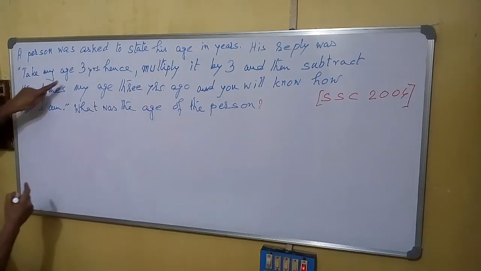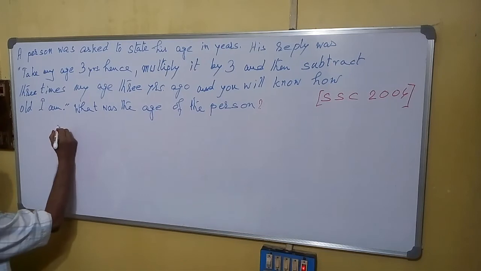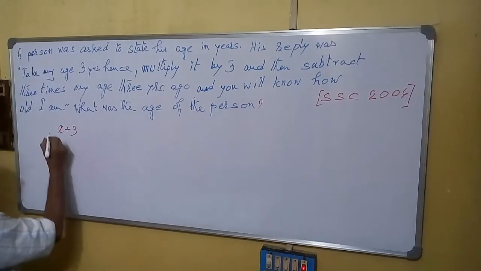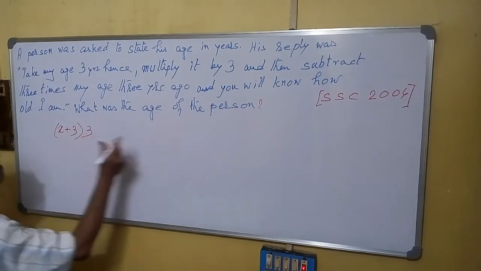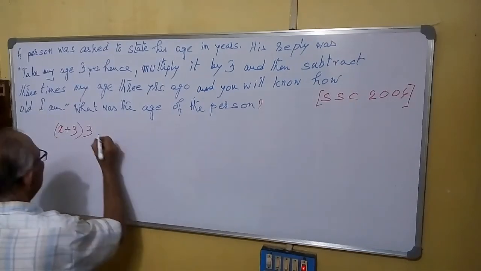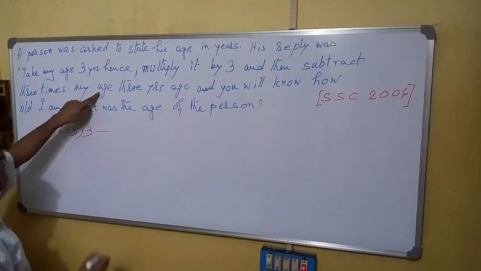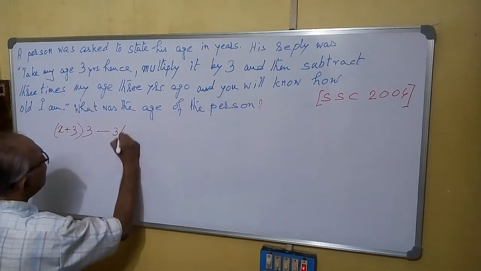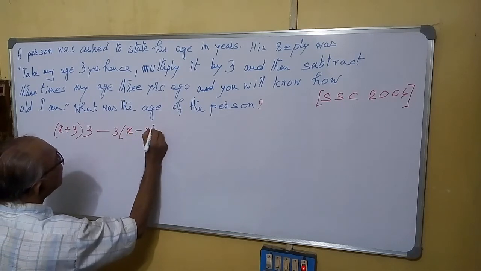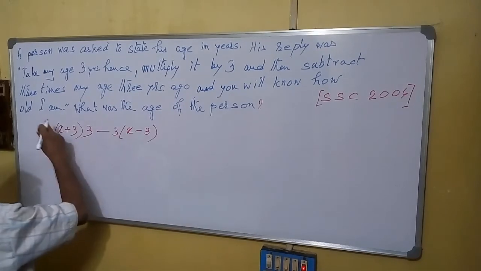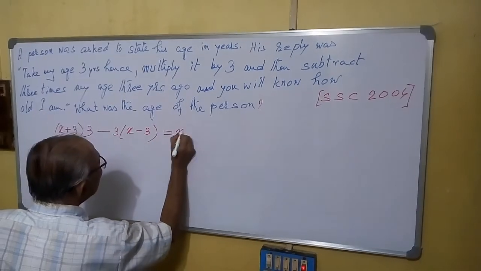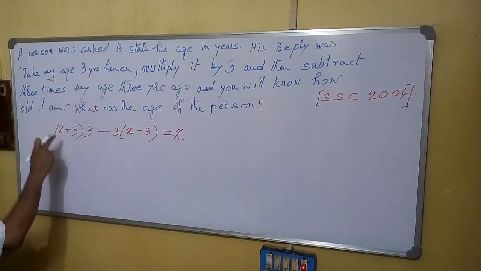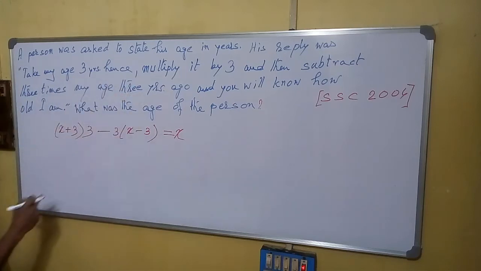His reply was, take my age 3 years hence. So his age 3 years hence will be x plus 3. Multiply it by 3. And then subtract 3 times my age 3 years ago. 3 times my age 3 years ago. And you will know how old I am. That is x. See, the main thing is to form this equation. Getting it? From this statement, we have to form this equation.